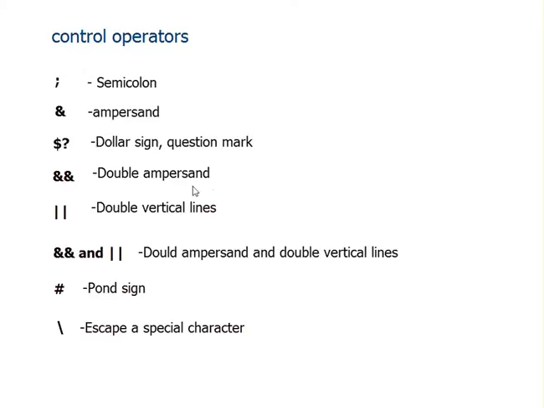Let's check the other control operator, which is the double ampersand, &&. Actually, the shell interprets the && as a logical AND, right? So as a logical AND. Okay, and let's see a couple of examples.